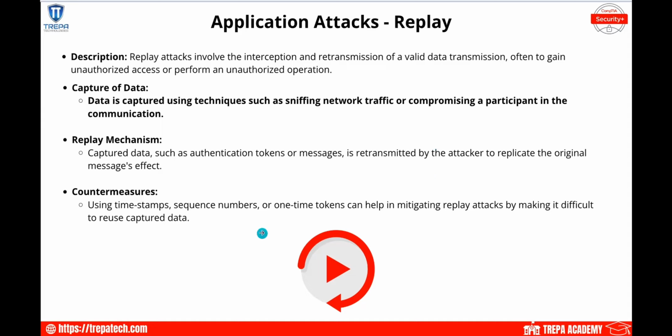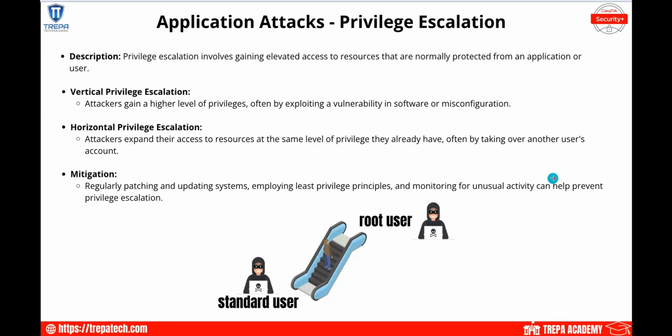So how do we do countermeasures? We want to implement timestamps, right? Have sequence numbers on our authenticated sessions, that's between client and server. Or have one-time tokens that can help in mitigating replay attacks. Then we have privilege escalation. So privilege escalation involves gaining elevated access to resources that are normally protected from an application or user.